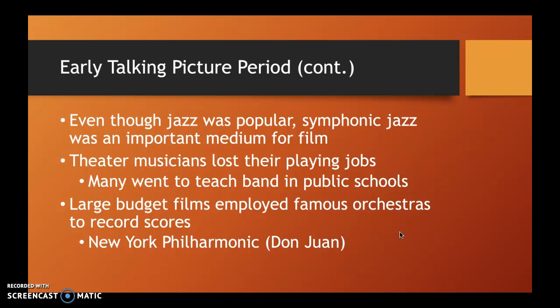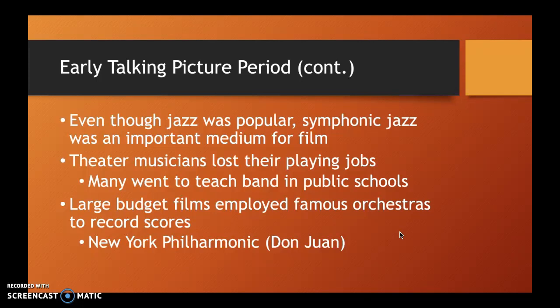Even though jazz was popular, symphonic jazz was an important medium for film at this time as well. One important thing that I want to focus on during this period is that theater musicians lost their playing jobs, but many went to teach band in public schools. During this time, band became incredibly popular, and many people who were playing in the theaters used the expansion of instrumental music in the public schools to get work when they got fired. I know that's not exactly part of what was taught, but in my music ed class, that's something that we talked about with the expansion of instrumental music.